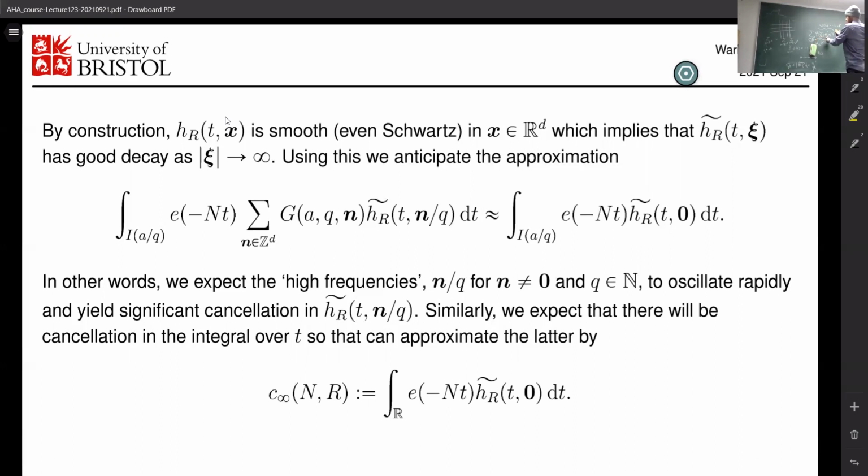Since phi is Schwartz and E is C infinity, this is actually a Schwartz function. And what we expect is each of these, when we take the Euclidean Fourier transform, should also decay quite well in terms of n.